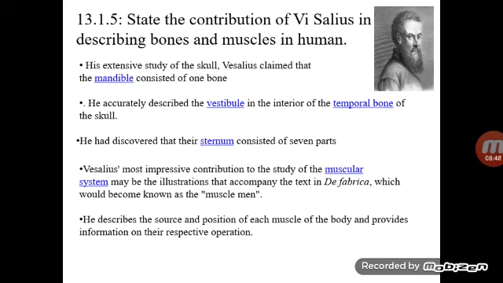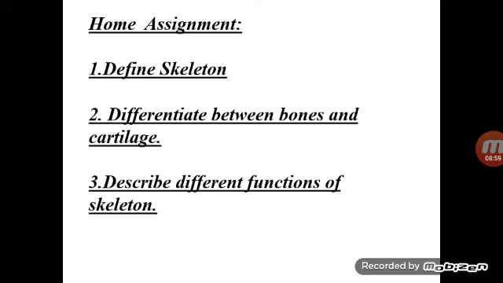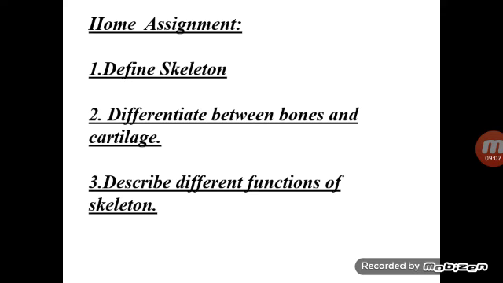These are the SLOs we are trying to complete in this lesson. I hope you will write in the copy also according to the SLOs. These are the questions: define a skeleton, differentiate between bone and cartilage, describe different functions of skeleton. Kindly complete the work in the copy.